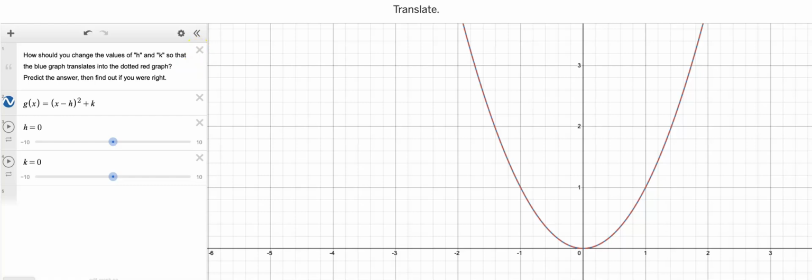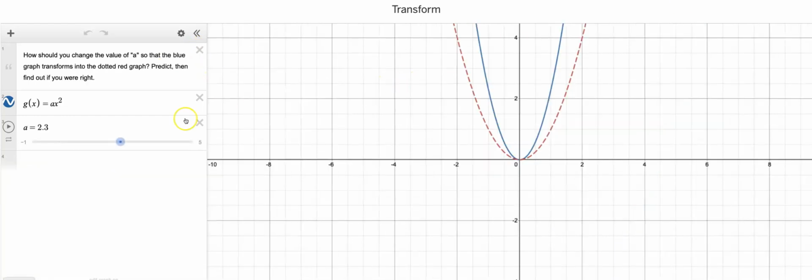Let's look at one other graph here. This time we're just focusing on the A. The A does quite a bit on here. We want to predict what we need to change it to so that it's on that red graph there. We can see that it needs to get wider to line up here. So which direction should we move that slider?